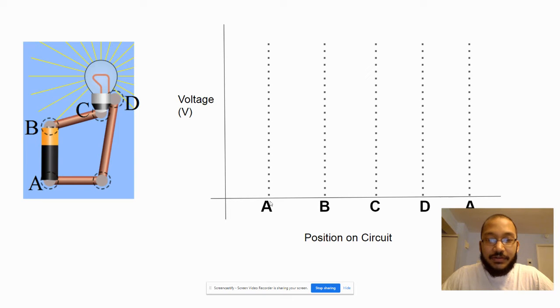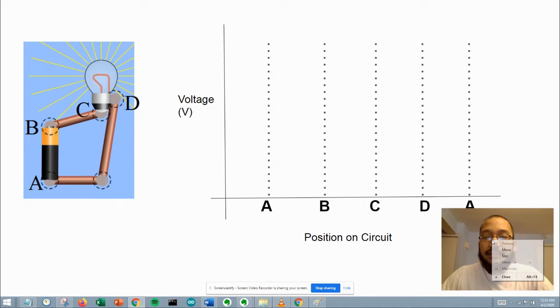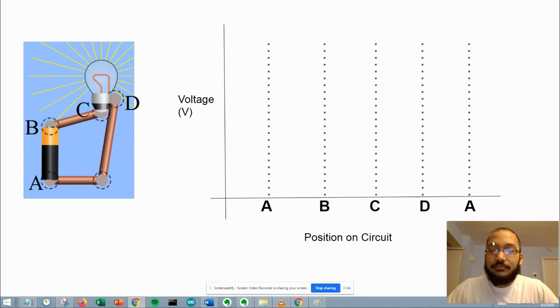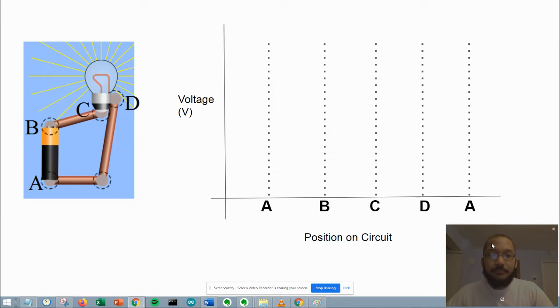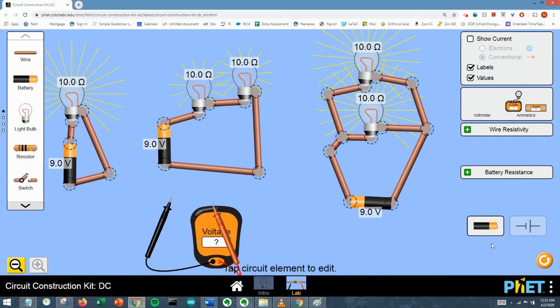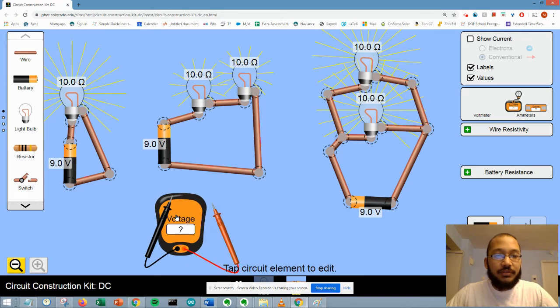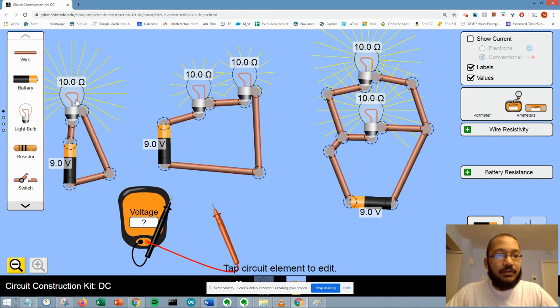So if I start at 0 at A, what do you think the voltage at B will be? At C, at D, and then at A. Predict it. What do you think? We're going to go into the PhET simulation, and I'm going to use the voltmeter to actually measure this.